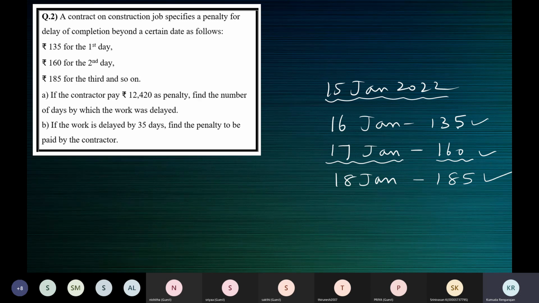What is 160 minus 135? 25. 185 minus 160, 25. So these numbers are in AP with a common difference of rupees 25. So this is the agreement. So supposing, what will be the penalty for 19th January?